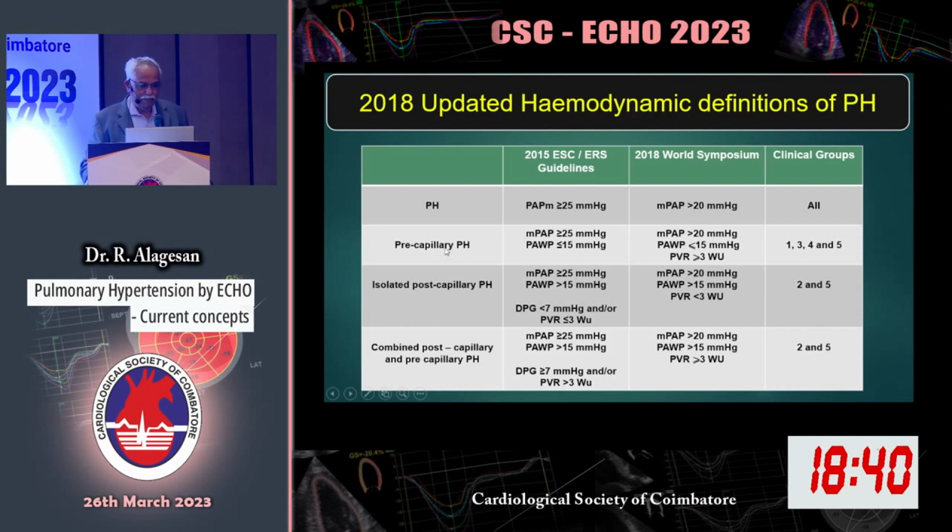The precapillary hypertension, or pulmonary arterial hypertension, apart from the mean pulmonary artery pressure, the pulmonary artery wedge pressure is normal, less than 15 millimeters of mercury. And the pulmonary vascular resistance is increased and it is more than 3 Wood units. This happens in groups 1, 3, 4, and 5. We will come to the groups as such. Then isolated post-capillary pulmonary hypertension, that is pulmonary venous hypertension, occurs in groups 2 and 5 when the mean pulmonary artery pressure is more than 20 millimeters of mercury and the pulmonary artery wedge pressure is more than 15 millimeters of mercury and the pulmonary vascular resistance is often normal.